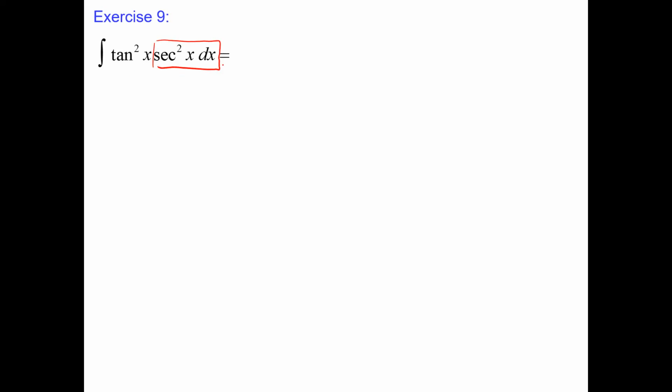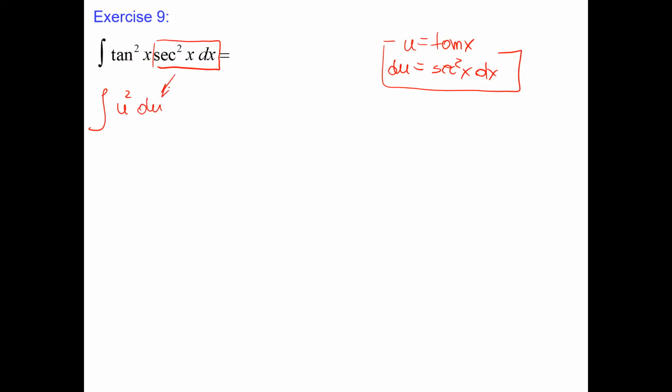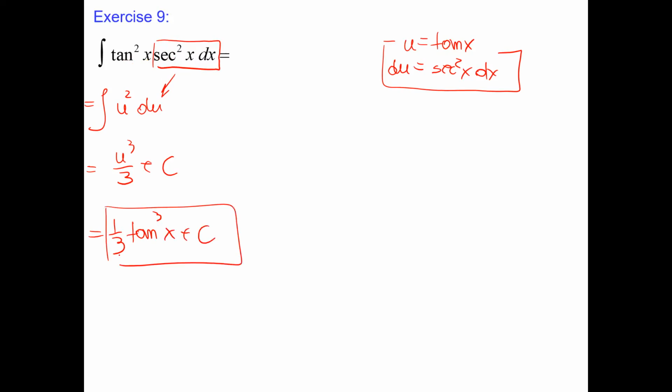If u is tangent, please do not even memorize, just think. We see tangent, derivative of tangent is secant square of x dx. Then this is u squared and this is du. Done. U cubed over 3, replacing u with tangent cube of x. I mean, I don't even have to make the statements, two evens and tangent, just common sense.